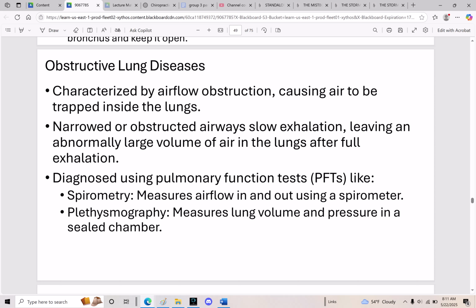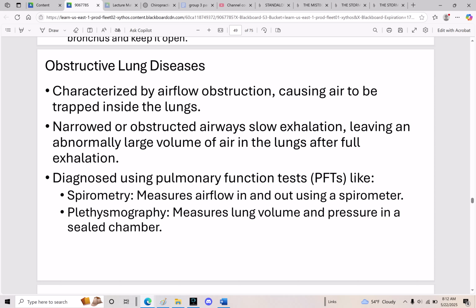Narrowed or obstructed airways cause slow exhalation, leaving an abnormally large volume of air in the lungs after full exhalation, okay? How do you diagnose it? You diagnose it by pulmonary function test, okay? Like spirometry.